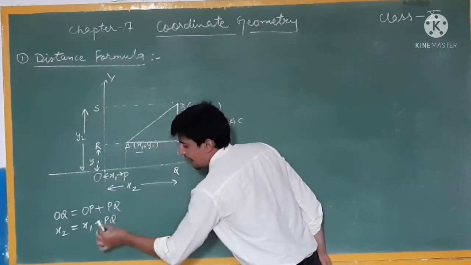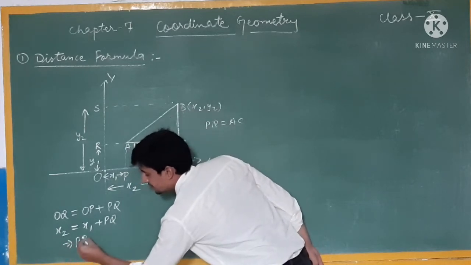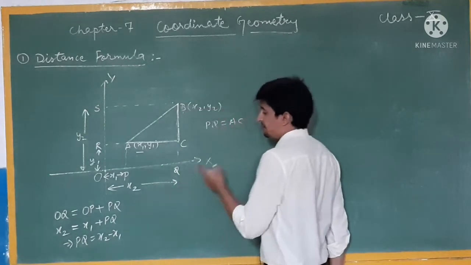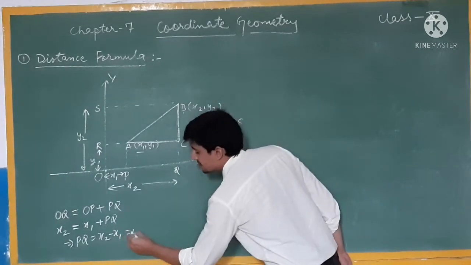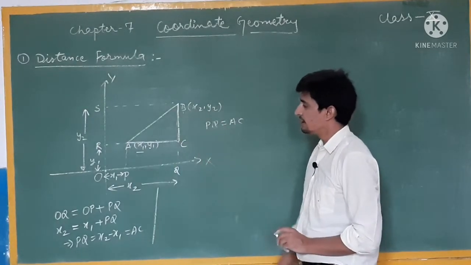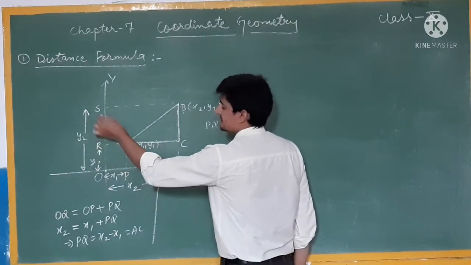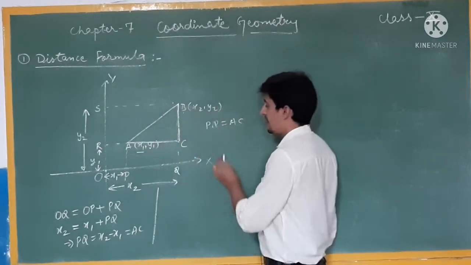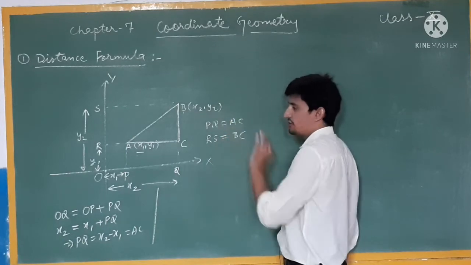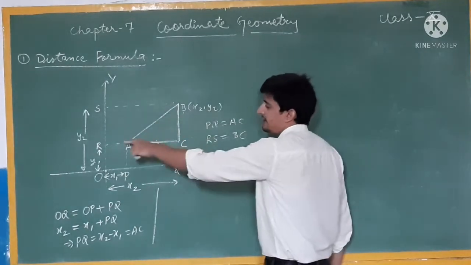Now what I will do, I will take this x1 to the left hand side, or I can write PQ is equal to x2 minus x1, or here PQ is equal to AC, so we can write it is also equal to AC. Understood? Same process we will do on this y axis. Now here I can write RS is equal to BC by the property of triangle. In a triangle, opposite sides are equal. Now we will find RS.